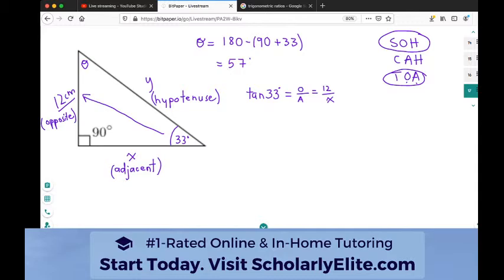Well, that's no problem, because all I need to do is start solving algebraically. So I'm going to rewrite this just so it makes a little bit more sense. Tan of 33 degrees is equal to 12 over x. The only unknown variable that I have here is my x. That's it.